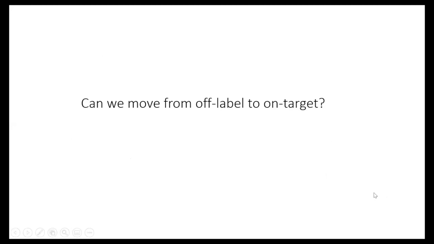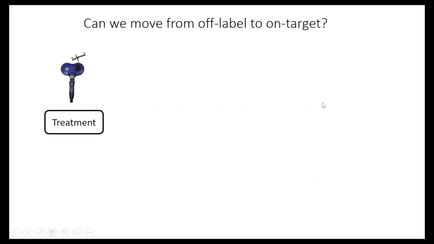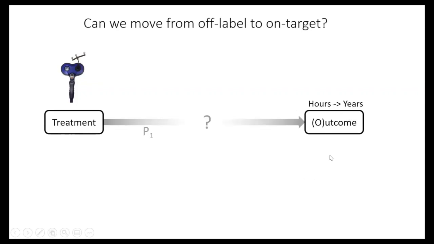So rhetorically, I ask myself every day we're doing this work, can we in some sense move from off-label to on-target? So we're using neuromodulation these days for many different things, but here I find it helpful to think about a simple model often supported by the RDoC initiative through the NIH, where if we view neuromodulation and we have some kind of outcome of interest, and the outcome could be hours or years, we often are thinking about, or not, some pathway to the treatment to the outcome.